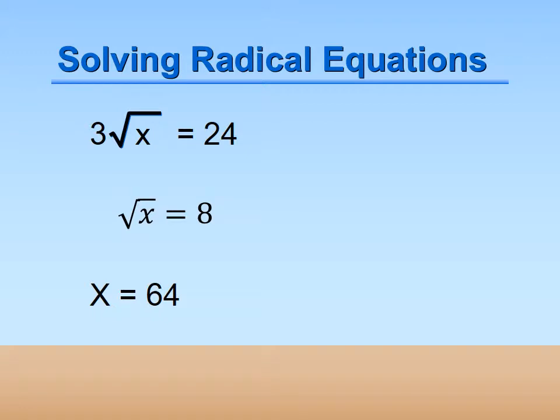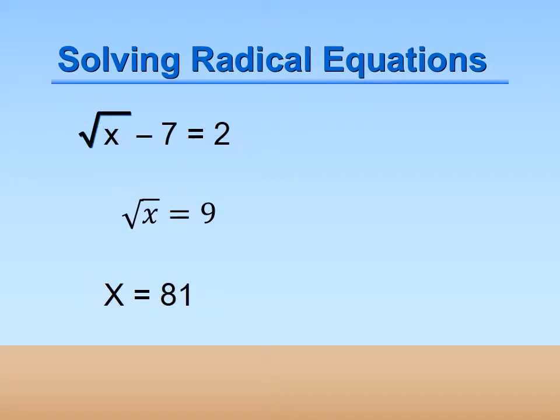We have 3 square root of x equals 24. So the first step is to isolate this square root, this radical. So we have to get rid of this times 3. So to undo the times 3, we'll divide both sides by 3. When we divide by 3, that leaves us just the square root of x. And then on the other side, 24 divided by 3, we get 8. And now that our radical is isolated, we can square both sides. So we square the left-hand side and the radical symbol disappears, leaving us just x. And then 8 squared becomes 64. So we get our answer, x equals 64.